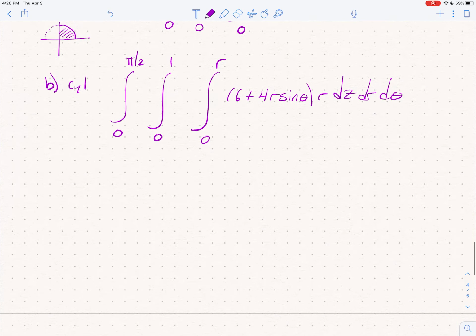Let's look at, finally, spherical coordinates.